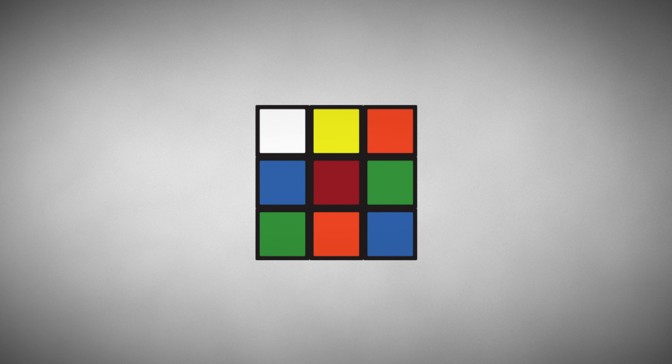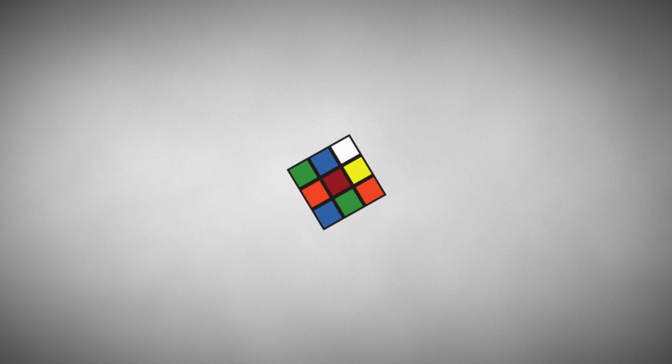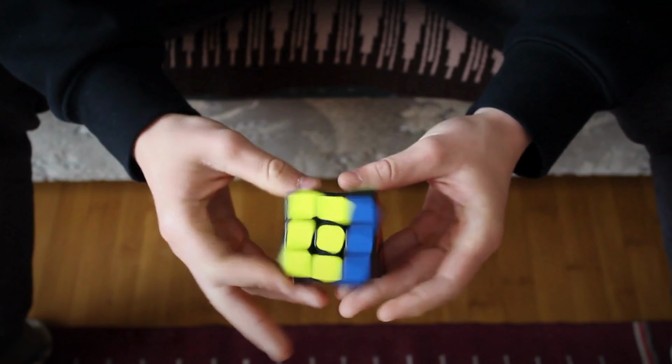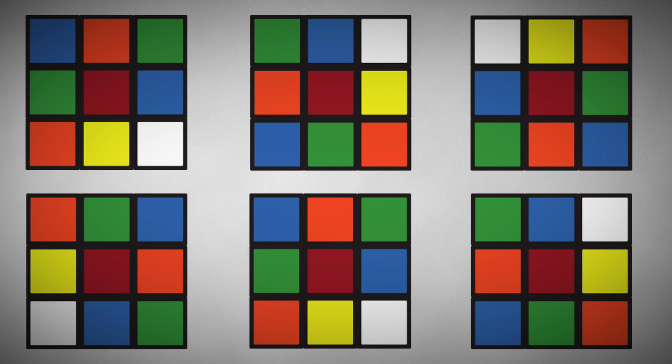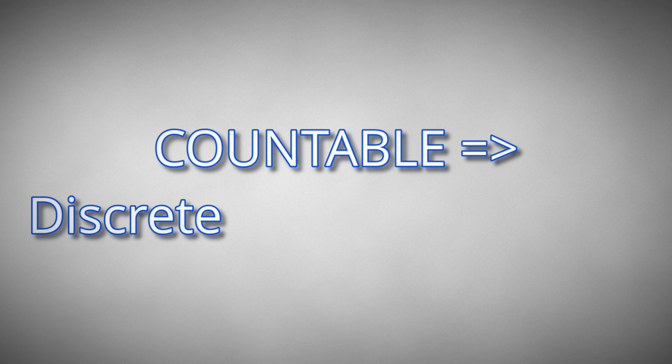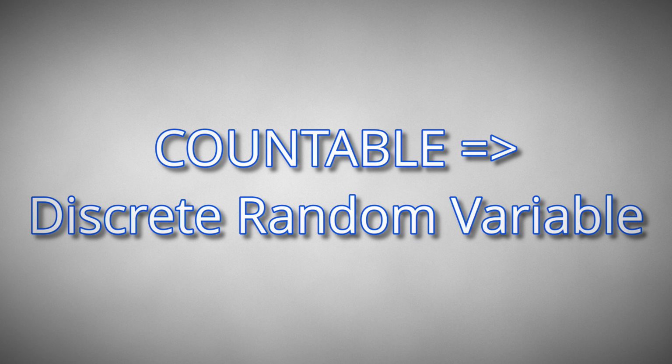So what's the difference? When solving a Rubik's Cube, every move we make results in a distinct configuration. So even if it takes 100 moves, or 1,000 moves, or if you're just spinning one side over and over until the end of time, the configuration after each individual spin is still distinct. So if we add up all the different ways to solve a Rubik's Cube, the number of solutions is infinite, but it's still countable. And because it's countable, we can model it using a discrete random variable.